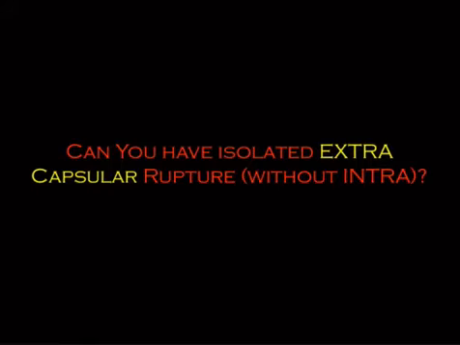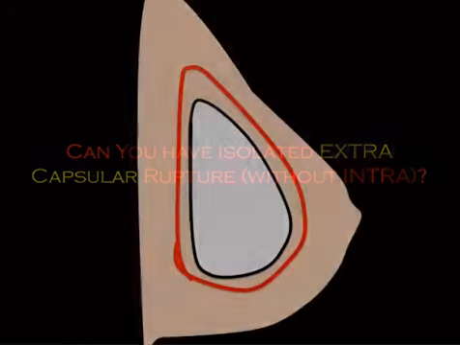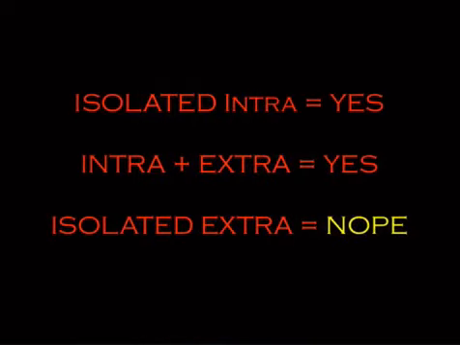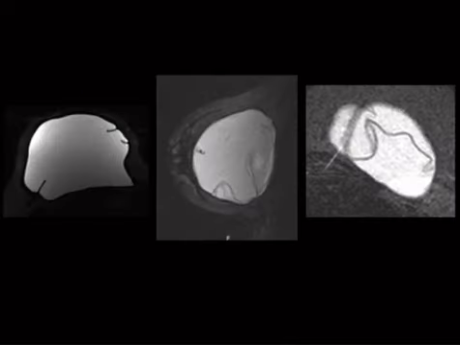No intracapsular, just extracapsular. Is that a thing? In other words, can you have silicone here, but not there? No, you can't, right? That's not possible. So this is another thing that, because it's confusing, makes a good question. You can have isolated intracapsular, like I said, just the envelope is torn, but it's inside that fibrous capsule. And you can have intracapsular and extracapsular, but you can't have extracapsular by itself.